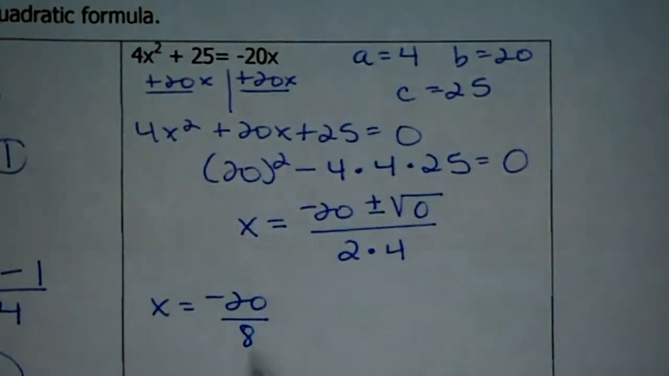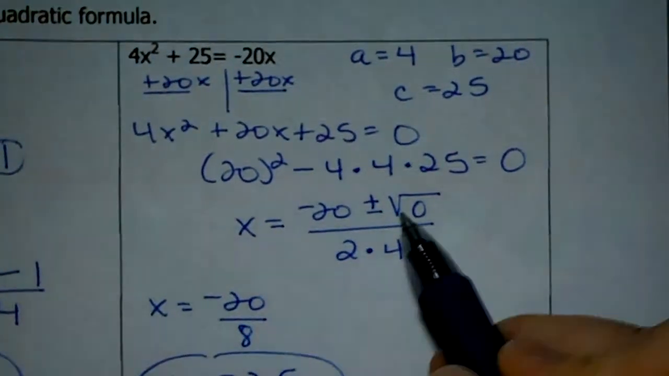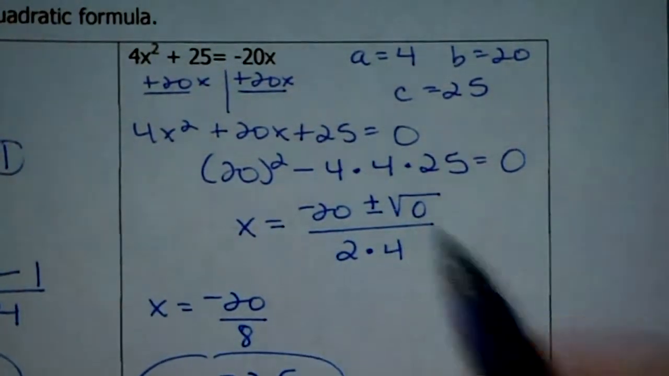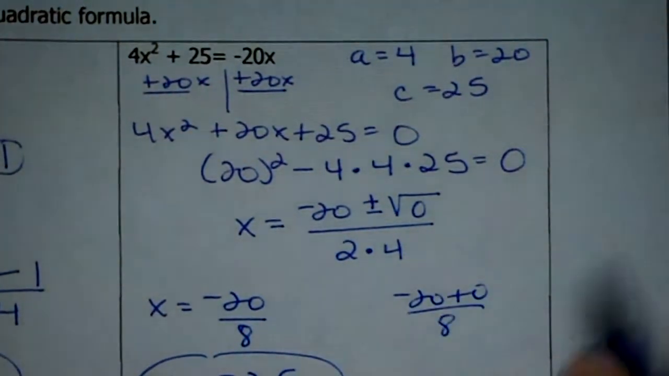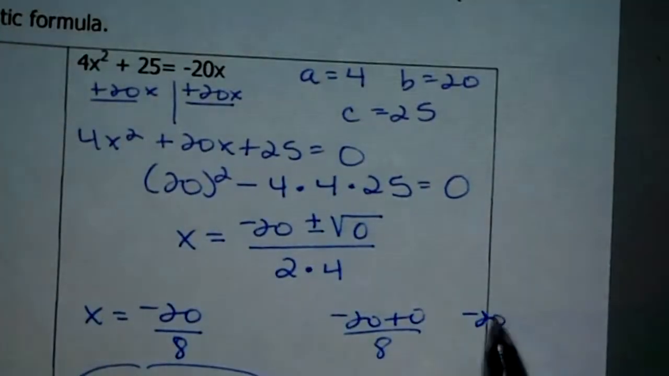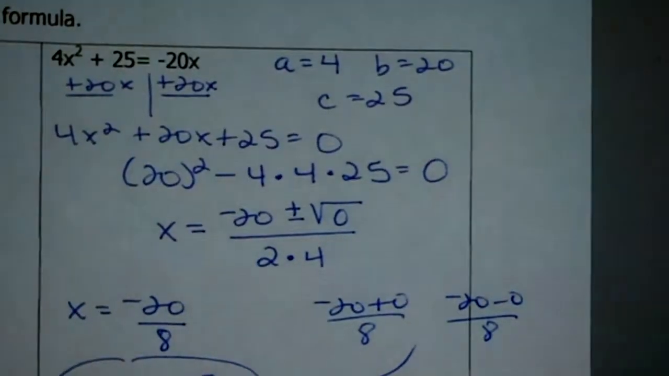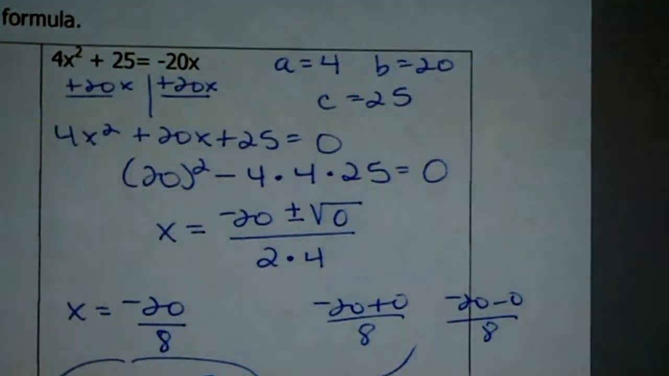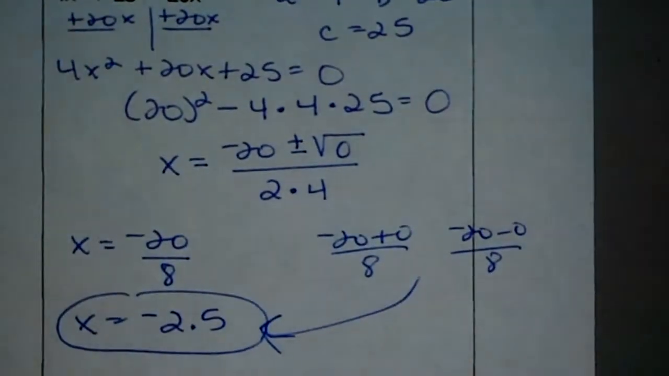So all that's left to do is simplify this. Negative 20 divided by 8 is negative 2.5. There's just one solution because there's not a positive or negative version of 0. Again, if I would have written negative 20 plus 0 over 8 and negative 20 minus 0 over 8, wouldn't I still get the same exact thing? Yes. So it's not necessary to write that. If it helps you to write it because you're used to solving it out that way, I don't have a problem with it, but it's unnecessary.